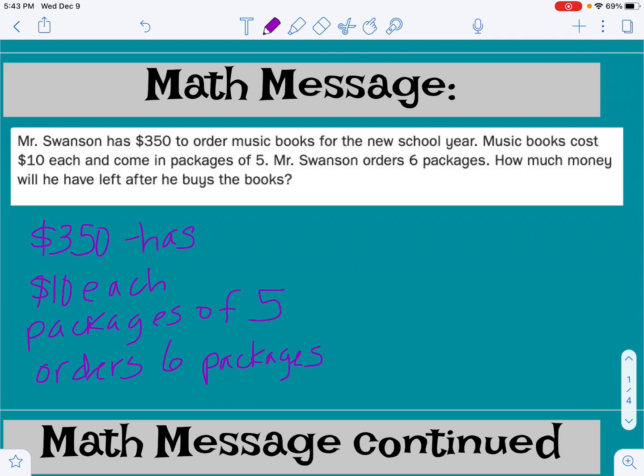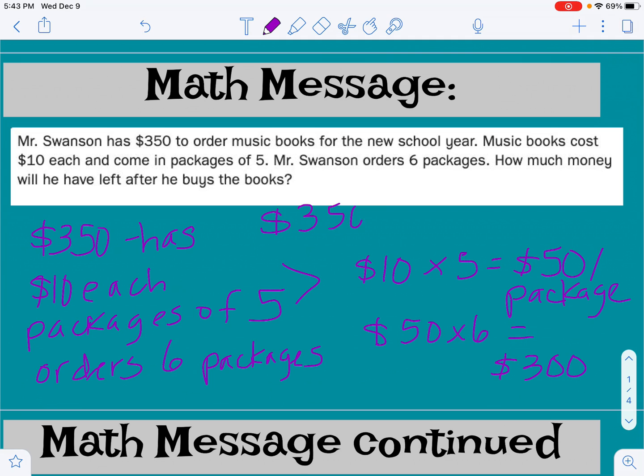We could look at this a couple different ways. I could start by figuring out how much each package would cost by using this information and writing a number model of $10 times 5 equals $50 per package. So I know for every package I'm going to spend $50, and then take the $50 times 6 to determine that he would spend $300 on all the books. He had $350 to begin with, so how much is he going to have left? 350 minus 300 would give us $50 left over.